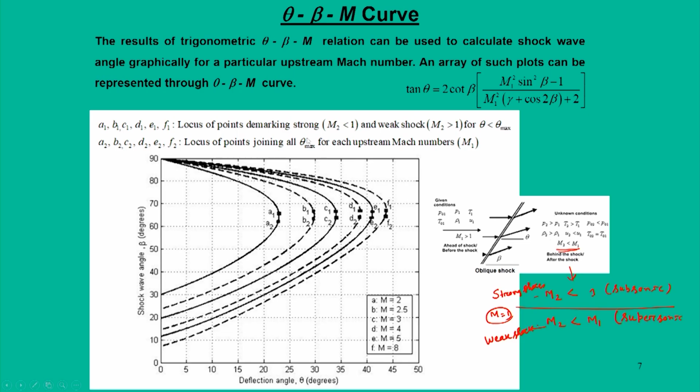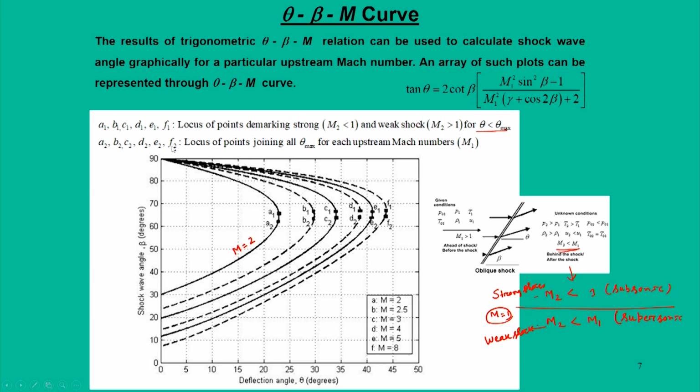So, at those points, that is point A1, B1, C1, D1, E1 and F1, these are the locus of points demarking strong shock, for which M2 is less than 1, and weak shock, where M2 is greater than 1. For this case your theta should be less than theta max. That means we must have oblique shock solutions. This is for M equal to 2, where theta is less than theta max, the location at that point being the maximum possible flow deflection, and these points represent those strong and weak shock conditions.